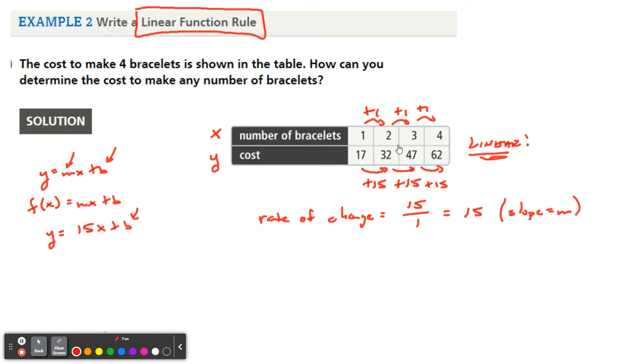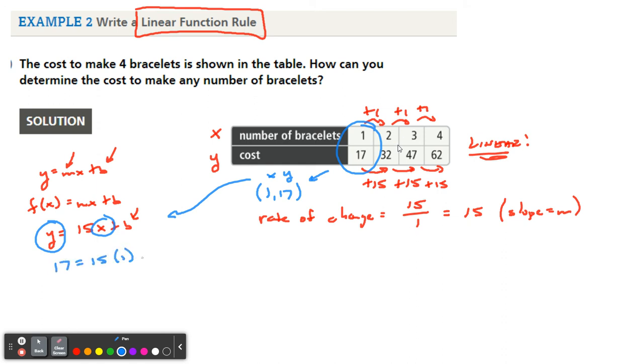And to find b, we're going to take one of these ordered pairs from the table and substitute it for x and y. Why not use the smallest numbers? Why not use the 1 and 17? This is going to be our ordered pair, (1, 17). This will be our x and y that we plug in right here. So now it's going to say 17 equals 15 times 1 plus b. And now we're going to solve this for b.